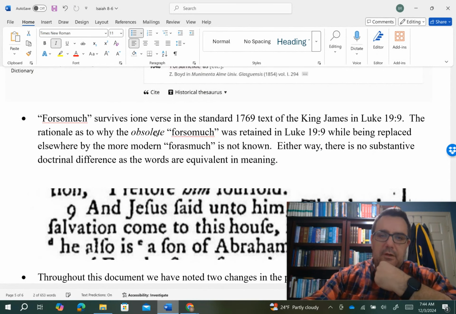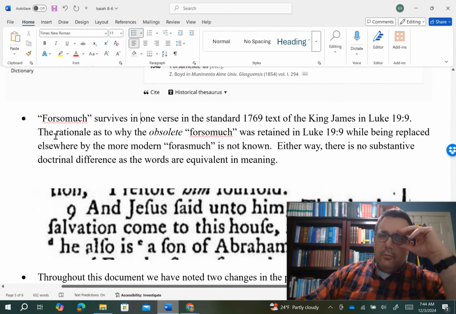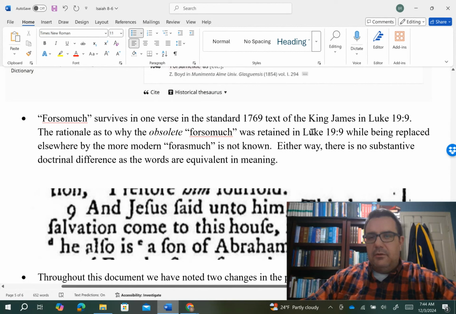So it survives in one verse in the standard 1769 King James text in Luke 19:9. Now, the rationale as to why the obsolete "forsomuch" was retained in Luke 19:9 while being replaced elsewhere by the modern form "forasmuch" is not known.